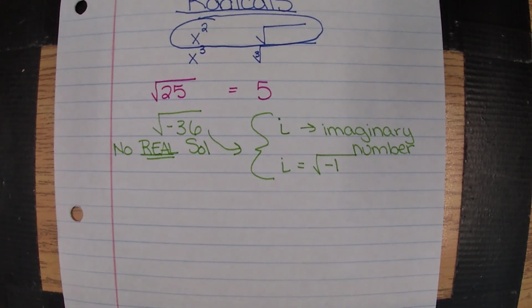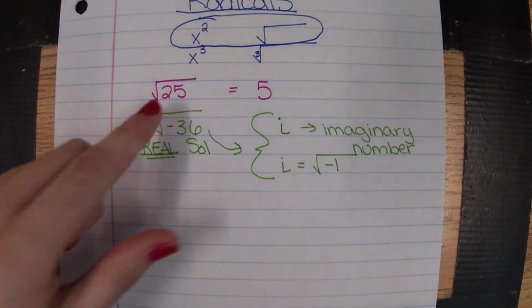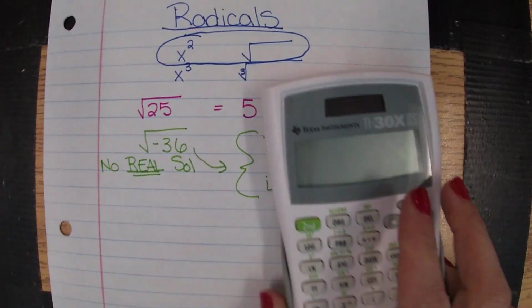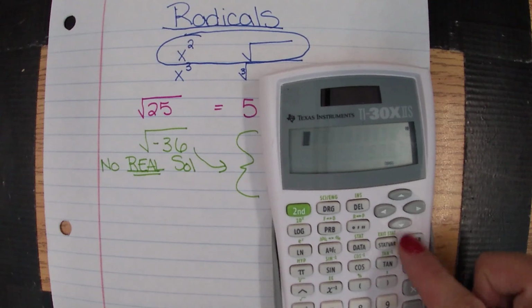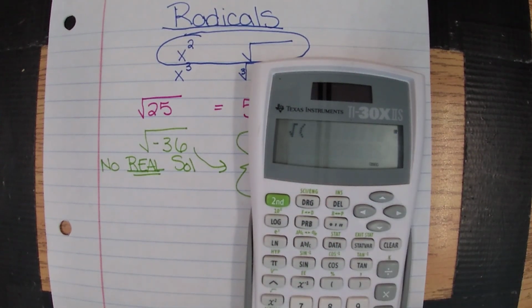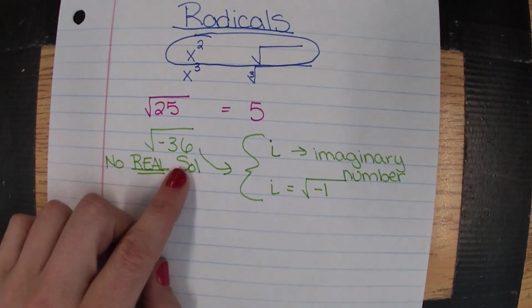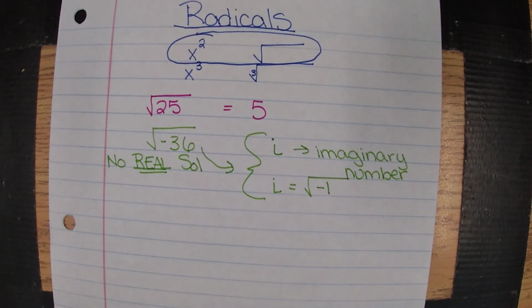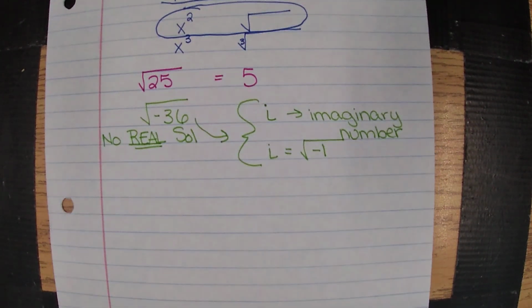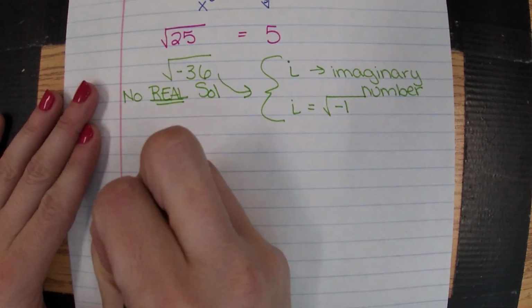Okay. So at this point, we should know our perfect squares, like the square root of 25 is 5. If it's a large number, we could do it in our calculator. We would hit second, x squared, type in whatever number it is, equals, and we get the answer. If there's a negative, we know that it's a no real solution. But what about everything in between? So what if we have something like the square root of 8?